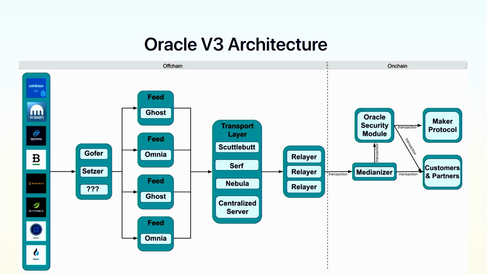We're using multiple transport layers. So if there's a problem with the Scuttlebutt layer, fall back onto Serf. If there's a problem with Serf, fall back onto Nebula. God forbid there's a problem with all three of them, you can even have a centralized server that's just hosting all of this stuff. All the data is signed, so there's nothing that whoever's running the centralized server could do. And even if they take their server offline, the other three transport layers are prioritized anyway. So even a centralized server in this case is a really good fallback solution.